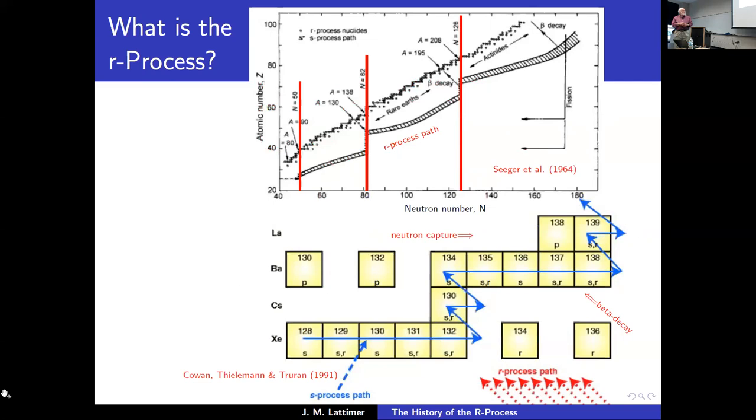The R process, of course, builds up radioactive nuclei along this path, and when the neutron captures end, the beta decays carry those unstable nuclei down towards stability. So you can form nuclei that have the subscript R here. This nucleus is shielded because no beta decay path will terminate at this stable nucleus, so you can't reach it by the R process, so it's S only. But other nuclei can be produced by both processes, S and R, some by only R and some by only S.